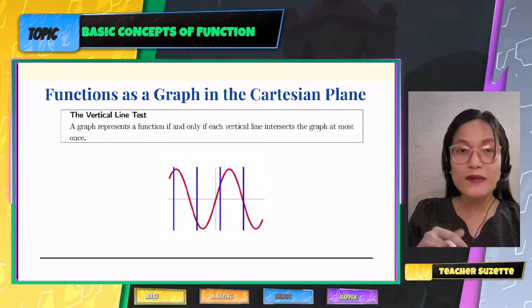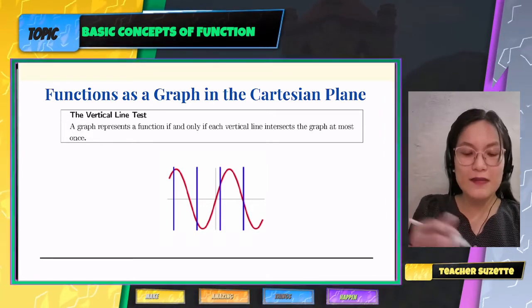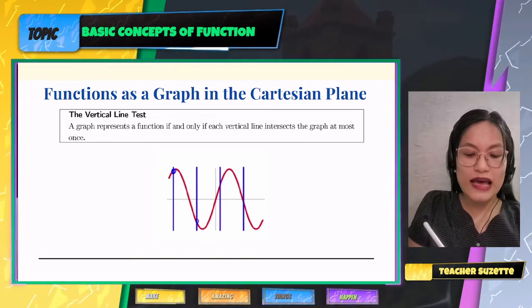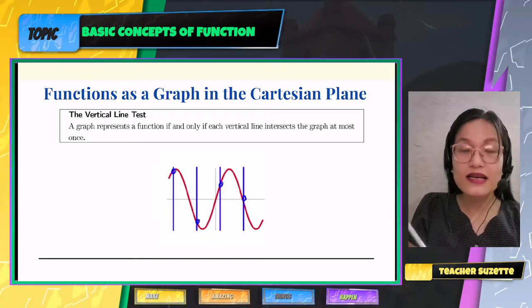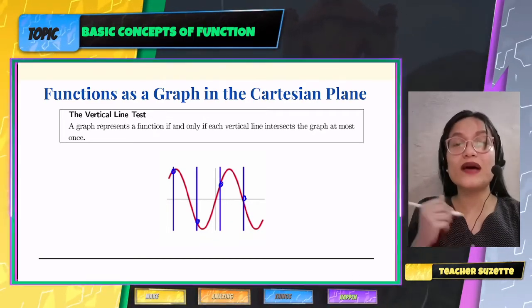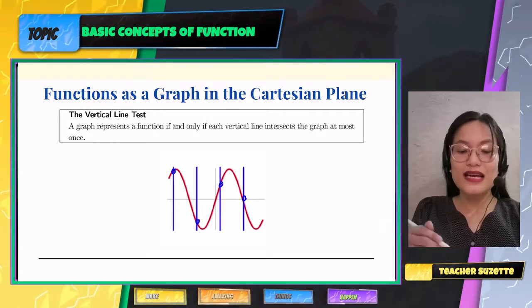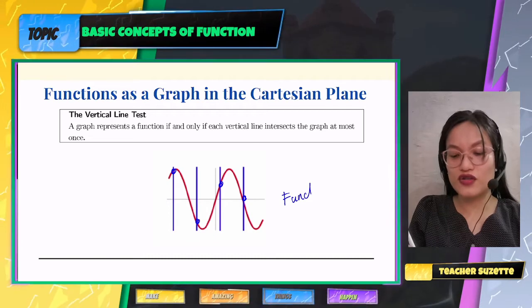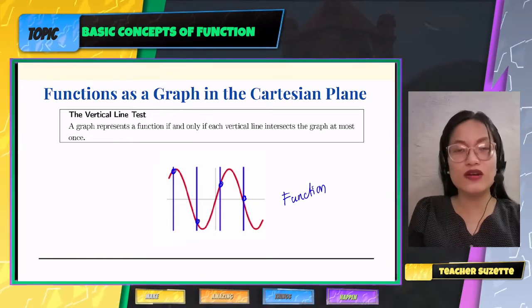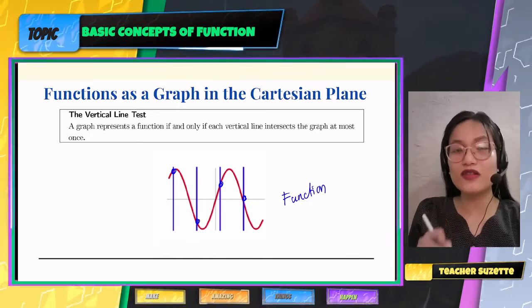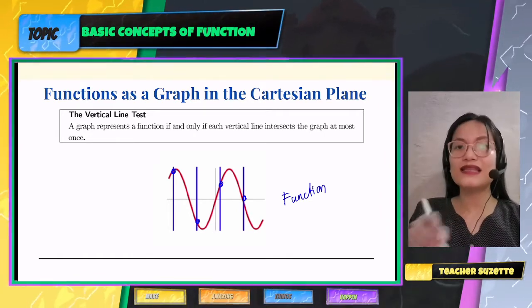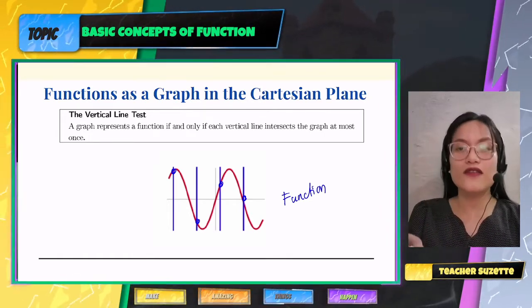So, for this example, ayan, may diagram tayo sa baba. Makikita mo na as you draw a line o vertical line, isang beses lang siyang tumatama dun sa graph mo. So, this is therefore a graph of a function. Hindi lang po natin alam particularly kung anong specific kind of graph ito, pero definitely, using vertical line test, we can say that this is a graph of a function.